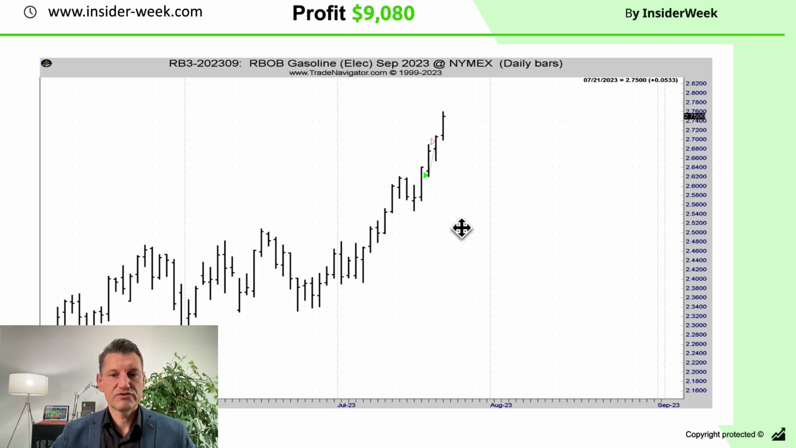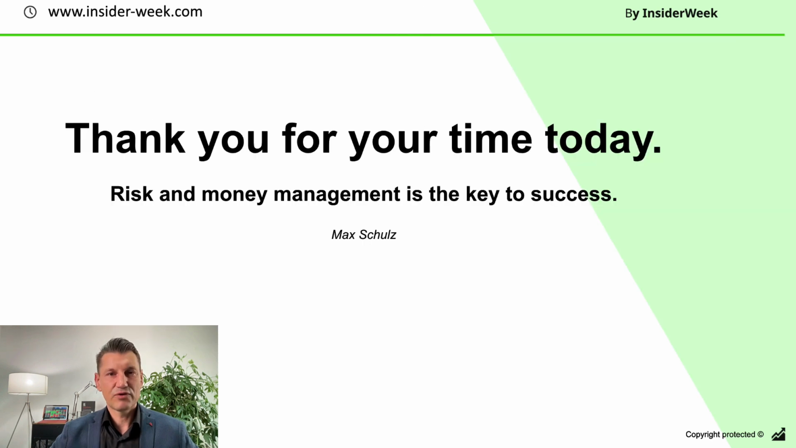This trade with 2% risk, gasoline, this was a trade in the direction of the trend. So I'm happy with this trade because as you can see, the trade was opened in a strong upward trend. I used the correction to open my position, was triggered, and next day the trade was closed with a profit of $9,080.